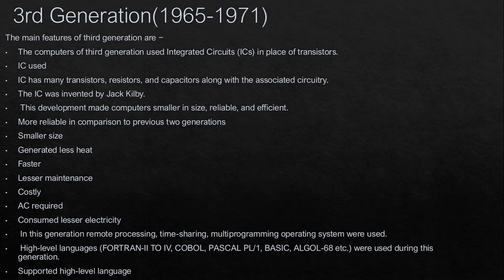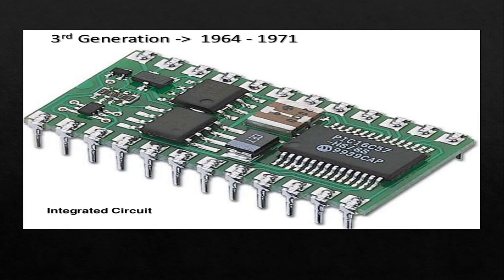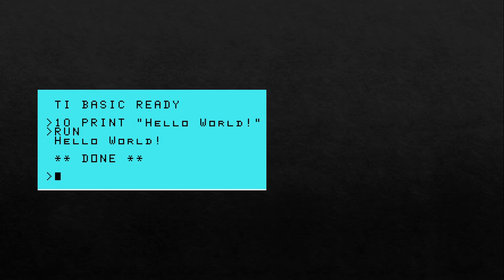High-level languages like Fortran, COBOL, Pascal, BASIC, ALGOL. These are all the languages used in computers at that time, and it supports only high-level languages. Before this generation, they only supported assembly language. Here high-level languages evolved. So let's see. This is integrated circuits, and this is a sample of BASIC programming. See how they write it. This is the basic sample programming.